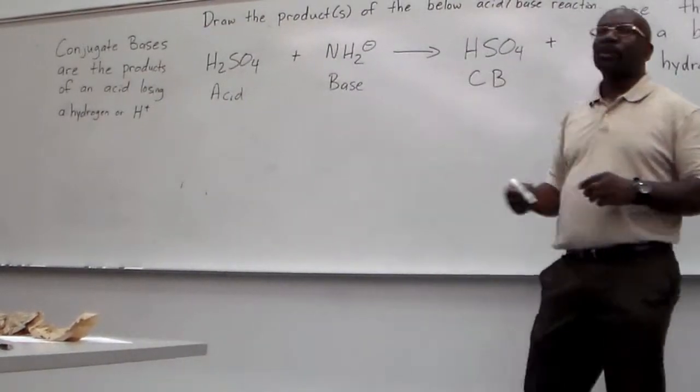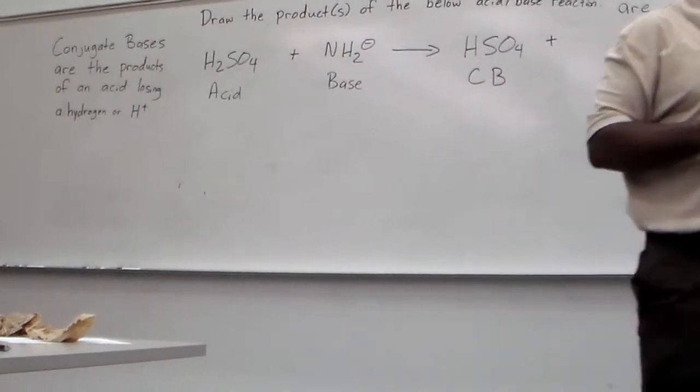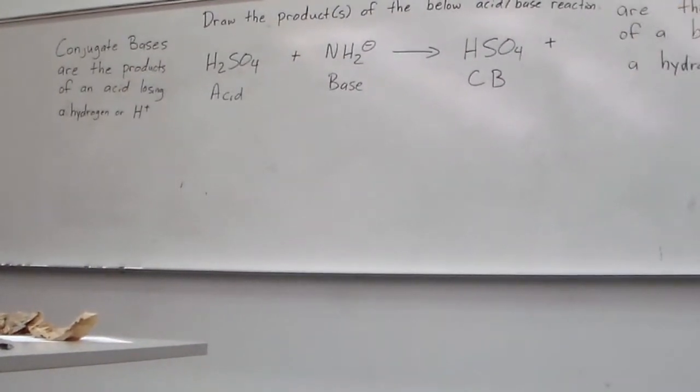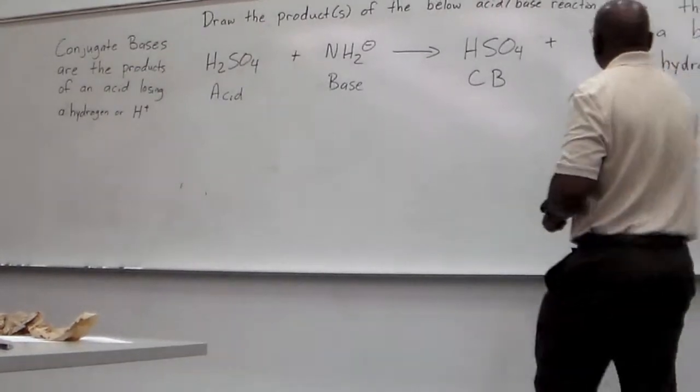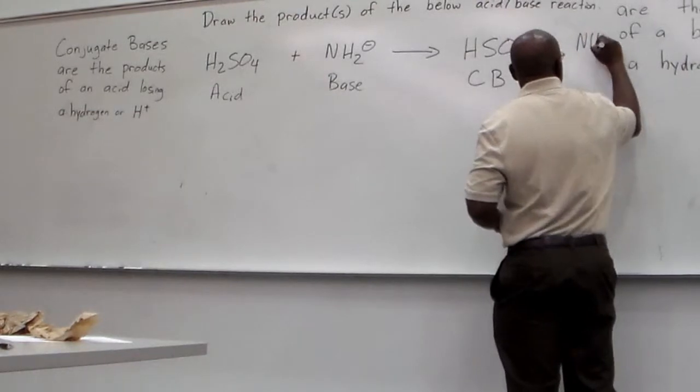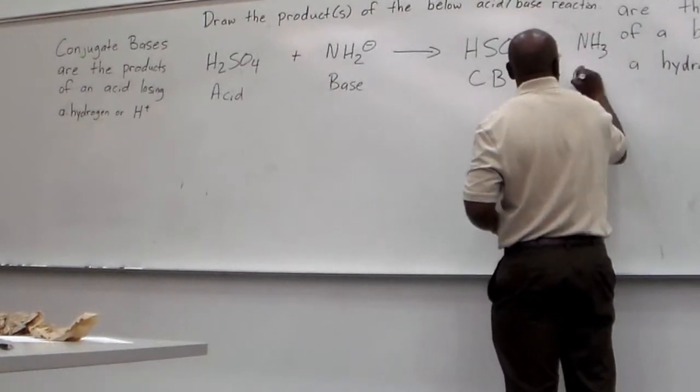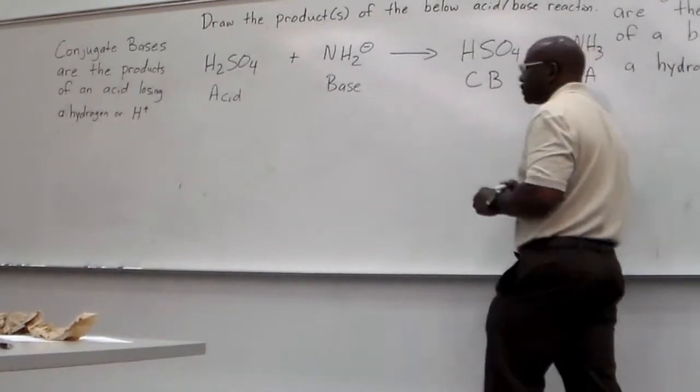Now I have my base. What do bases like to do? Gain a hydrogen to go from NH2 minus to NH3. This is your conjugate acid.